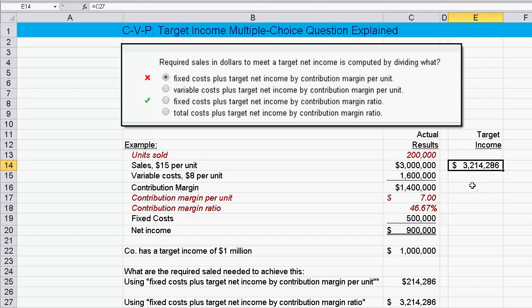And then we can calculate the contribution margin directly by taking that sales amount times the contribution margin ratio, and we come up with $1,550,000. The fixed costs were 500,000. Therefore, if we cut this down, we see that sure enough we hit the target net income of $1 million. Okay, I hope that was helpful.